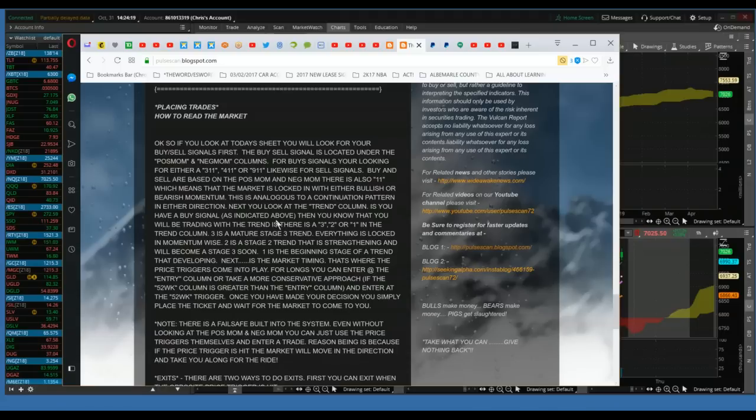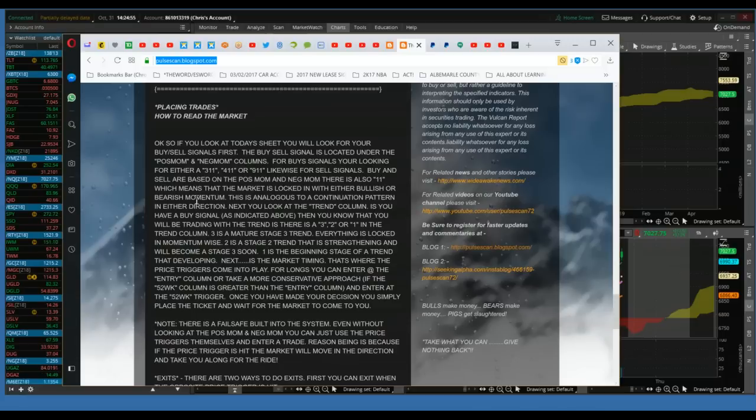So if you come on over to polscan.blogspot.com, you'll see it. Scroll down, you'll see it. And it's instructions, placing trades, and how to read the market. And it says, okay, so if you look at today's sheet, you will look for your buy-sell signals first. The buy-sell signal is located under the positive momentum and negative momentum columns. For buy signals, you're looking for either a 311, a 411, or a 911.